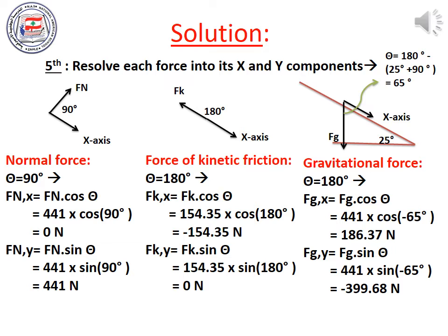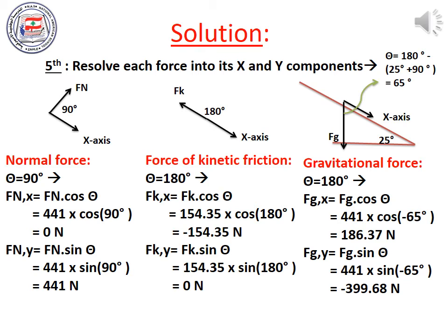As you can see in the solution in front of you, the x component of the normal force is equal to the normal force's magnitude times cosine angle, equal to 441 times cosine 90, equal to 0 newtons, because it doesn't have an x component. All of it is on the y-axis. However, the y component of the normal force is equal to the magnitude of the normal force times sine angle, so it is equal to 441 times sine 90, equal to 441 newtons.